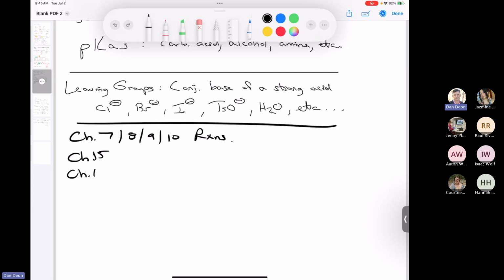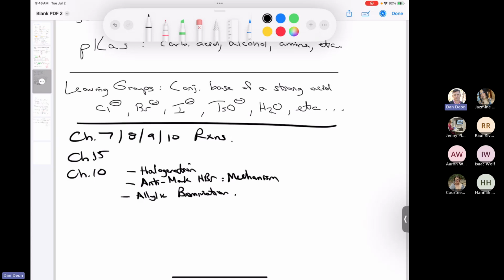Also, I would look at the chapter 10 reactions, right? In chapter 10, we covered a couple of reactions. We covered halogenation. Then we covered anti-Markovnikov addition of HBr, and we went over the mechanism for that. So make sure you review that mechanism. And then we also talked about allylic bromination. Okay, so make sure you review all three of those.